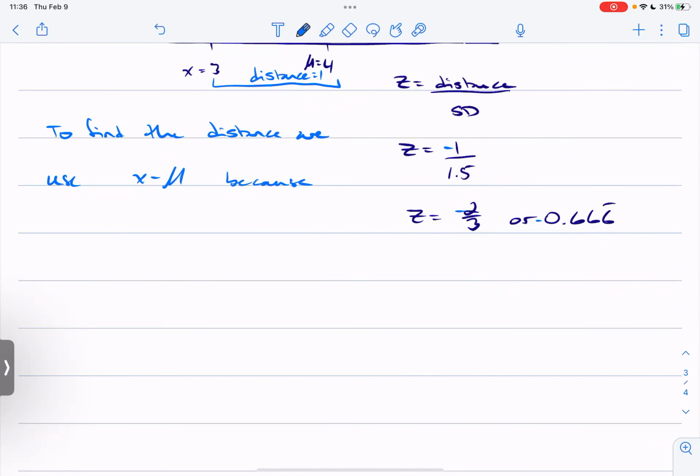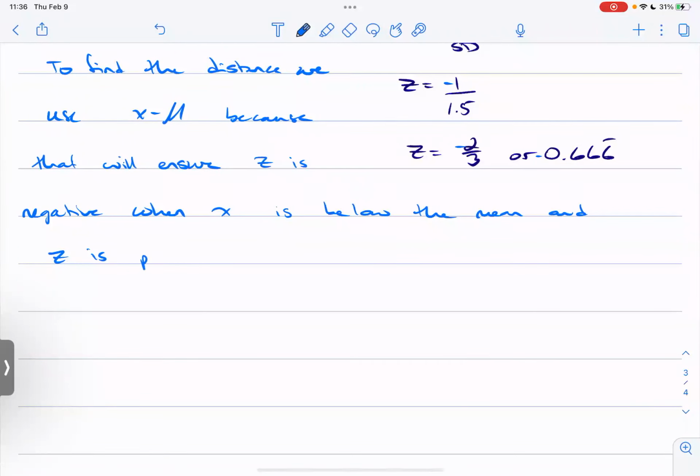Because that will ensure Z is negative when X is below the mean and Z is positive when X is above the mean.